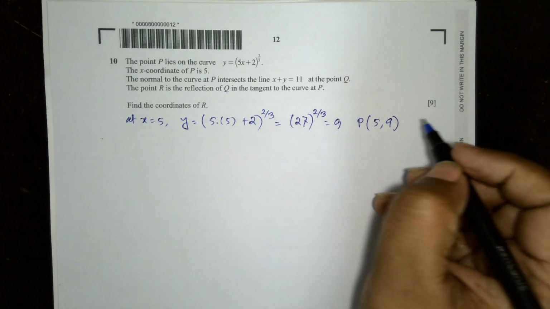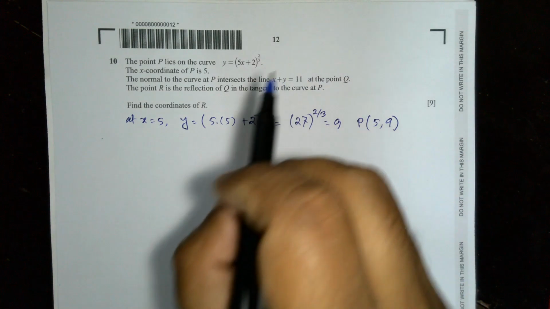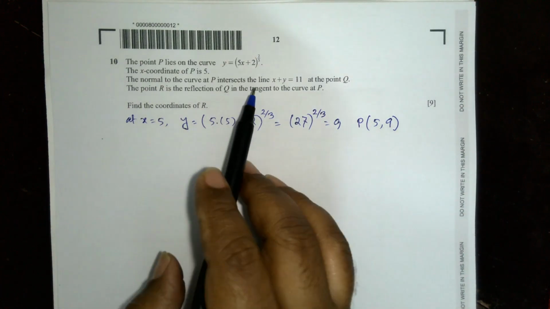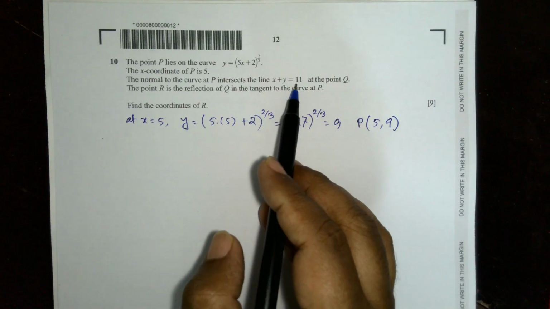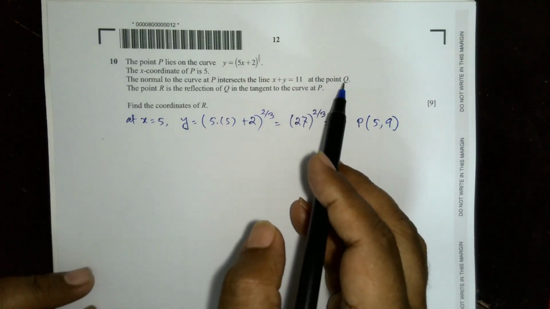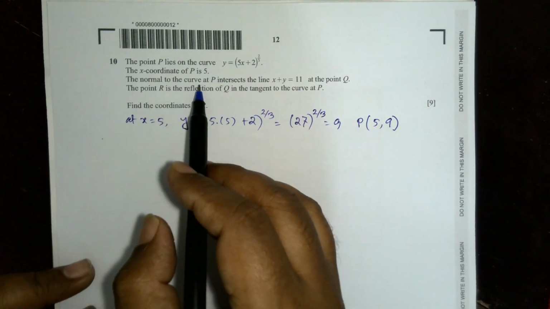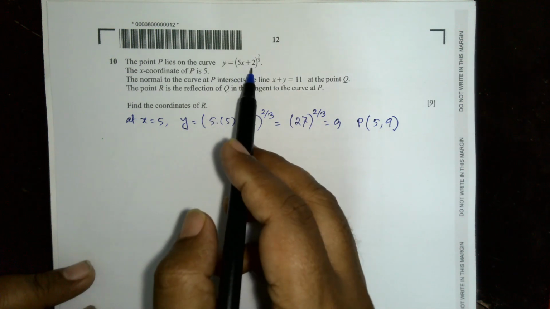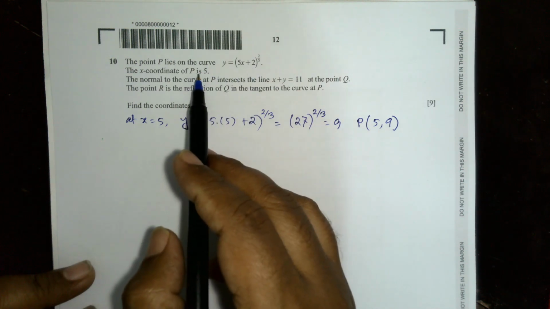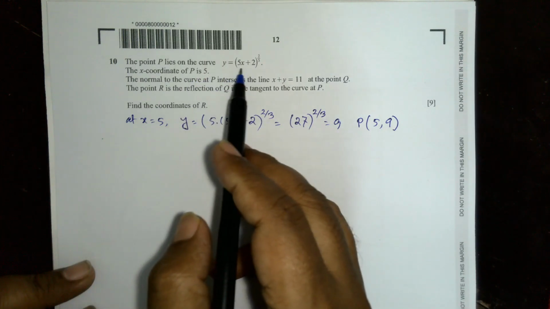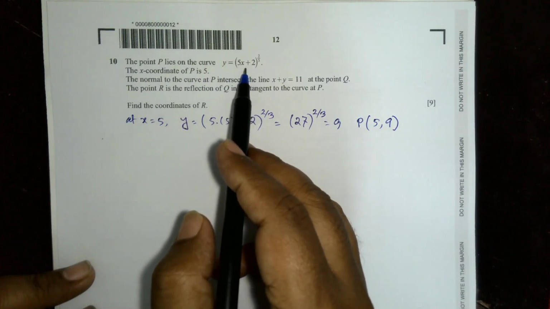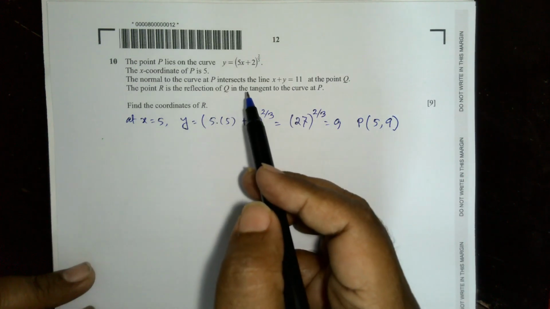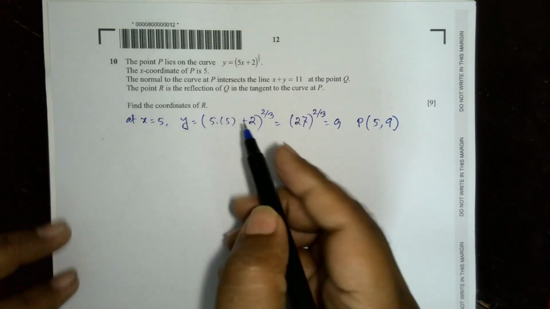Now we have to find the equation of the normal, because it says the normal to the curve at P intersects the line x + y = 11 at point Q. In order to find the equation of the normal, first we have to get the first derivative of this equation. Then substituting x equals 5 in our dy over dx expression, we will get the gradient of the tangent, which will lead us to the gradient of the normal.